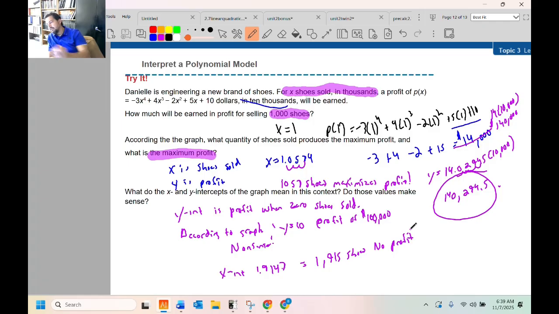So I think this one is okay. I do. That one's okay. But the y-intercept, garbage, complete garbage. And oftentimes y-intercepts are. All right, that's it. Hope you enjoyed.